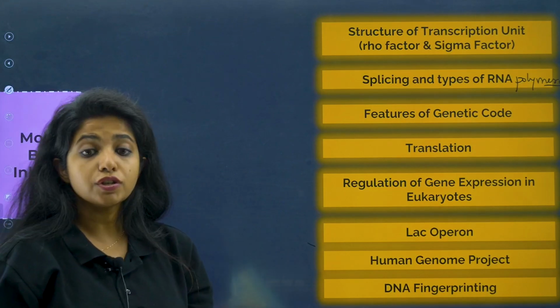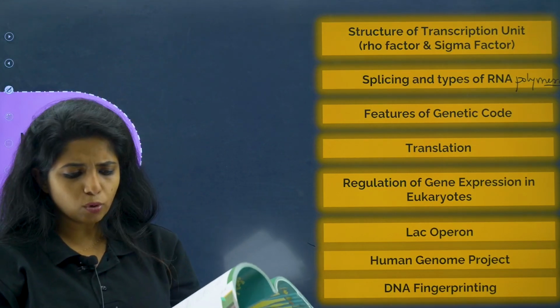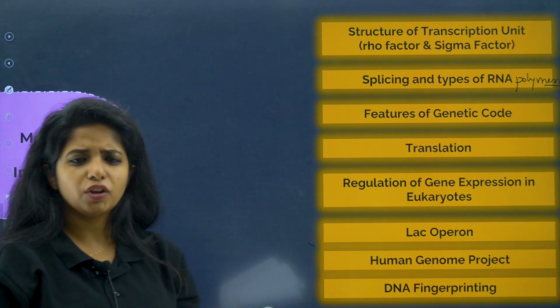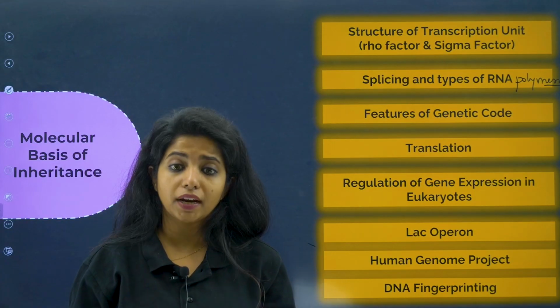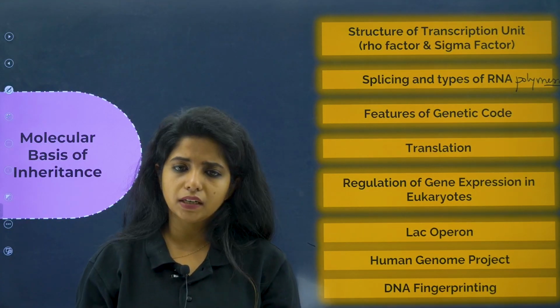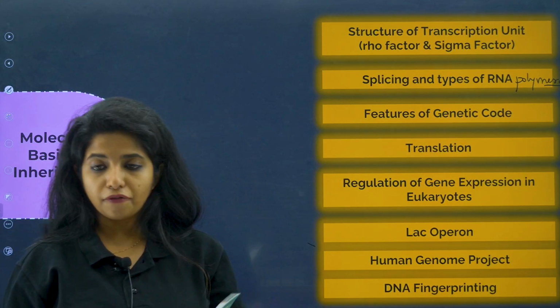Now, features of genetic code. That is a whole different thing. You have it readily in your book. Just go through it. Very important. It can give you lots of marks every time it is asked, so you can expect a question coming from there.